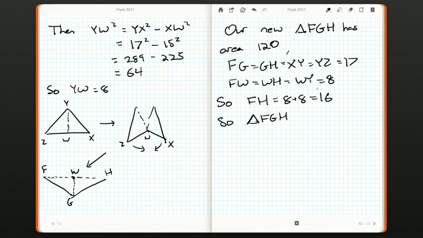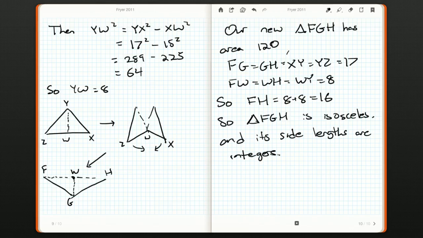Since both of these side lengths are 17, we get an isosceles triangle. And its side lengths are integers, as desired. Okay? We have an area of 120. We know it's isosceles, and its side lengths are integers. That's exactly what we were asked to do. And we can see that it is a distinct triangle from our previous one, our X, Y, and Z that we were given. Most notably, that had a base of 30, whereas this has a base of 16.